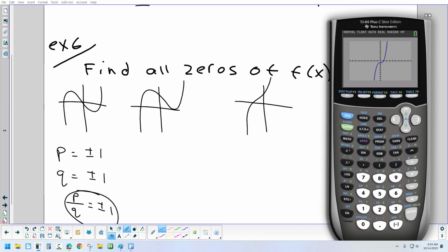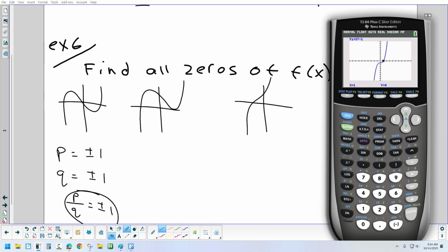And when we graph it, we already have an idea that it looks like it's going to cross at 1. So I'm just going to trace to 1, and I can see that it is an answer. When x is 1, y is 0. And now, what am I going to do with that 1 to take this cubic down to a quadratic? Yeah. Use synthetic division. We're basically going to factor out that root.